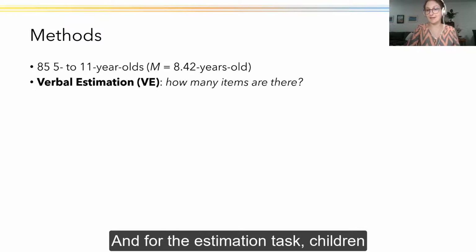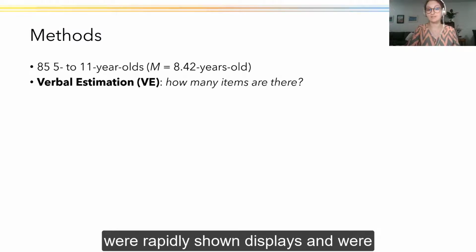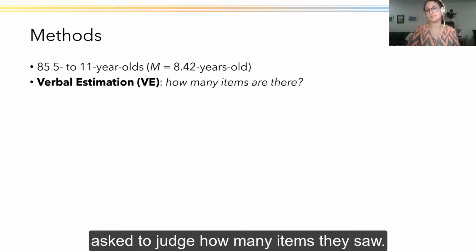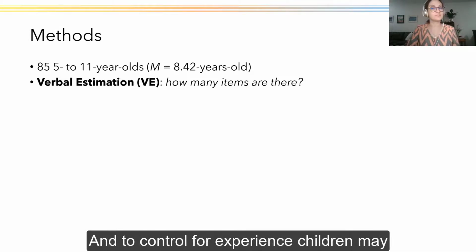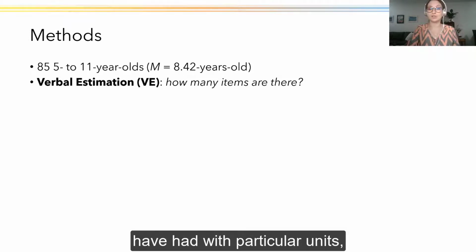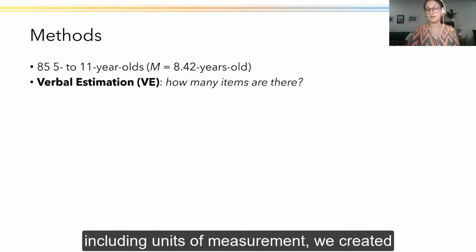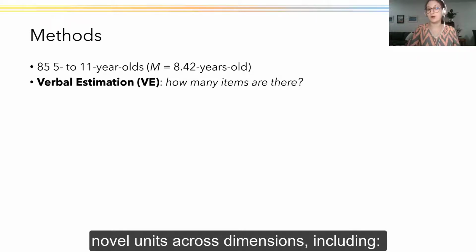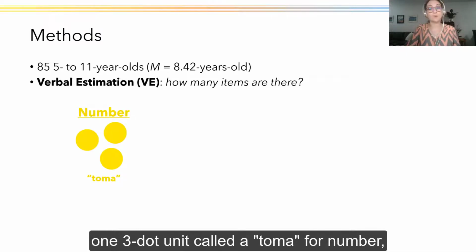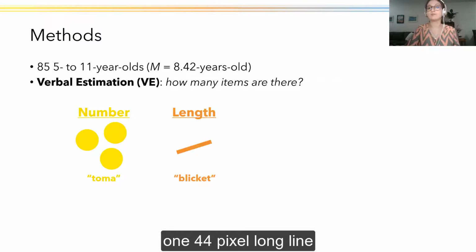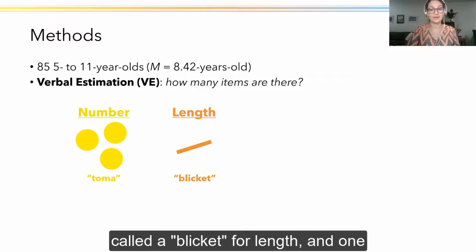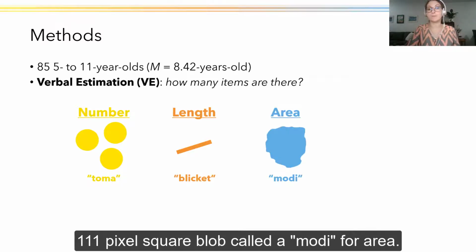And for the estimation task, children were rapidly shown displays and were asked to judge how many items they saw. And to control for experience children may have had with particular units, including units of measurement, we created novel units across dimensions, including one 3-dot unit called a toma for number, one 44 pixel long line called a blicket for length, and one 111 pixel square blob called a modi for area.